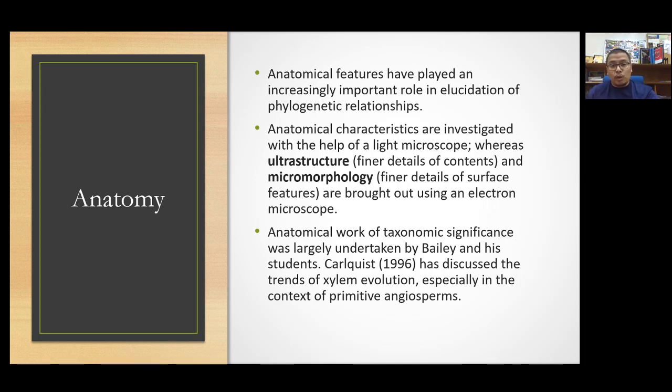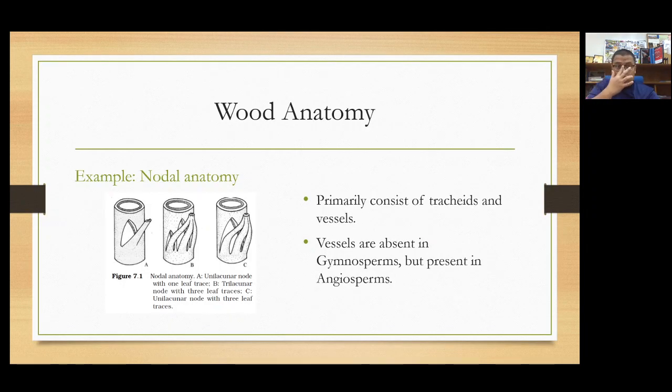So, anatomical work of taxonomic significance, especially in the context of evolution, especially to determine the primitive and modern angiosperms. That's one of the examples. Okay, first let's talk about wood anatomy.